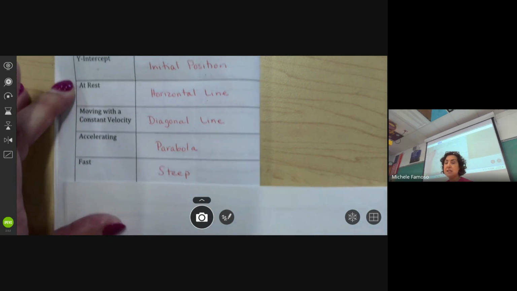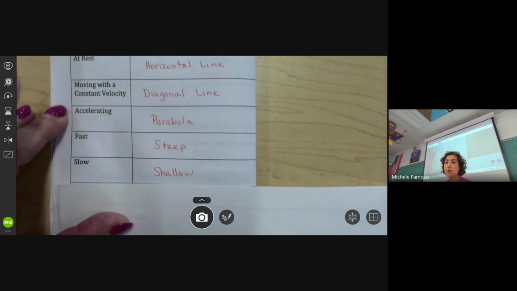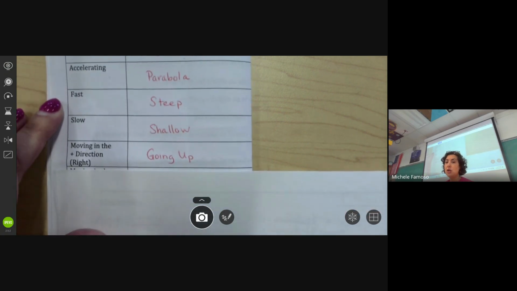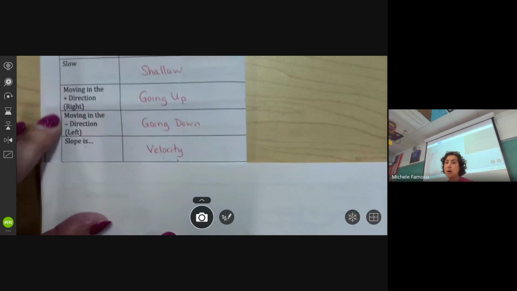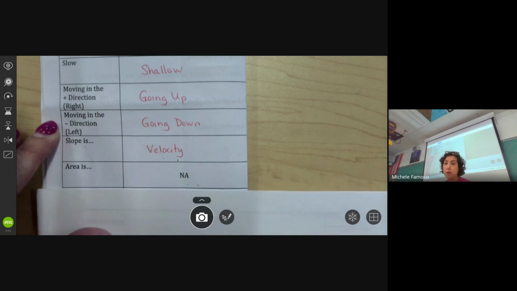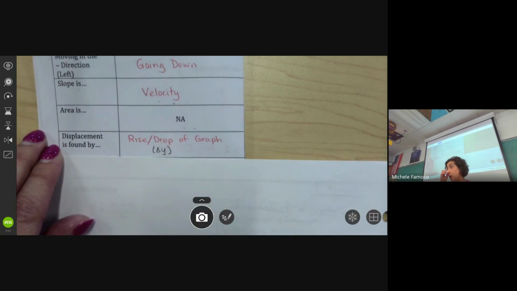If you're moving fast, the graph will be steep. If you are moving slow, the graph will be shallow. If you are moving in the positive direction, your graph will go up. If you are moving in the negative direction, your graph will go down. If you are looking at the slope of this graph, you're finding some type of velocity. You're never going to find an area on a position time graph. That means it's meaningless.